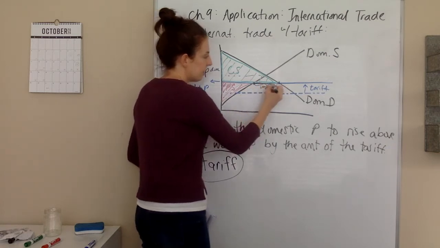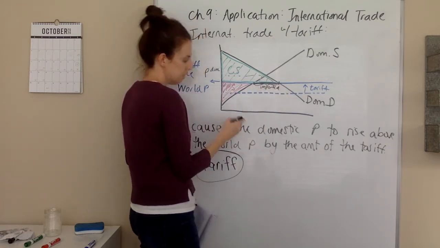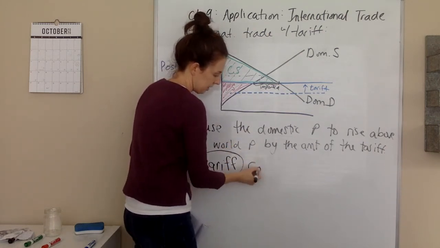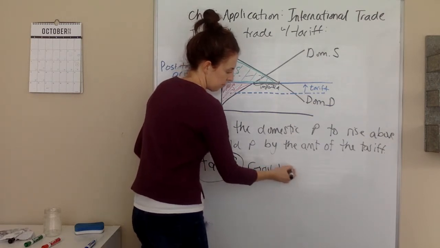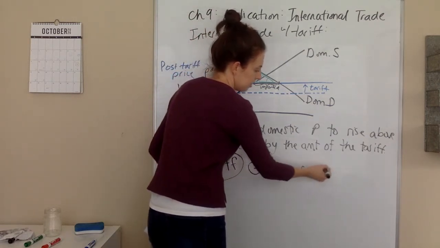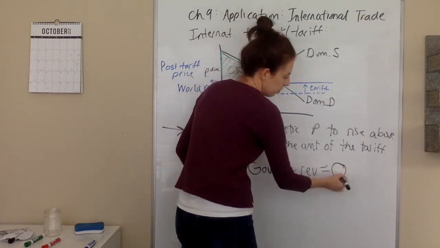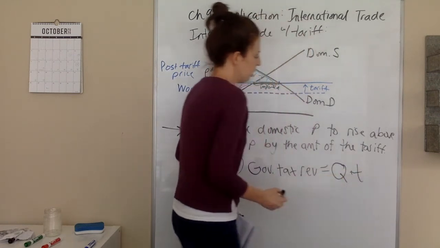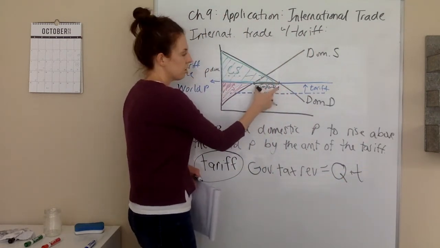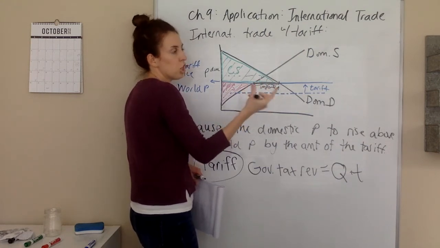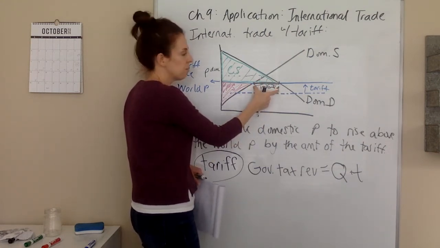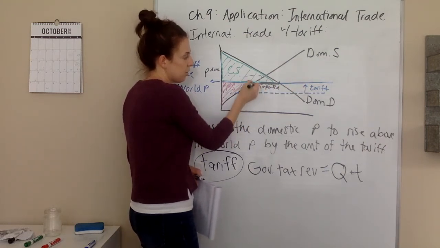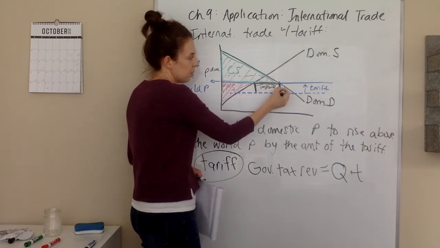And that's the number of units that are imported. So the government tax revenue, just to write this out so I can have a comparison, is equal to the number of units that are exchanged, or in this case imported, times the tax. So this is the Q. This is the number of units that are exchanged, or the number of units that are taxable because these are the number of units that are imported. And then the amount of tax, again, is just the vertical distance here. So this is the tax.